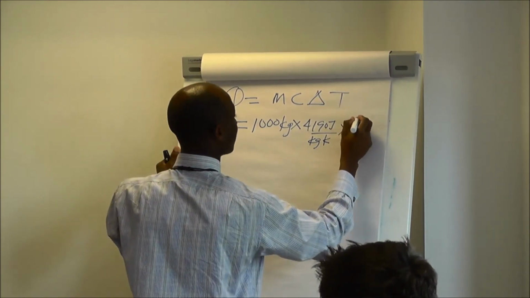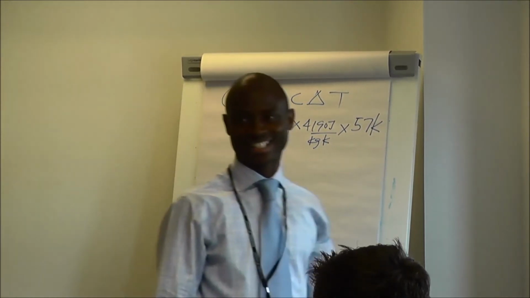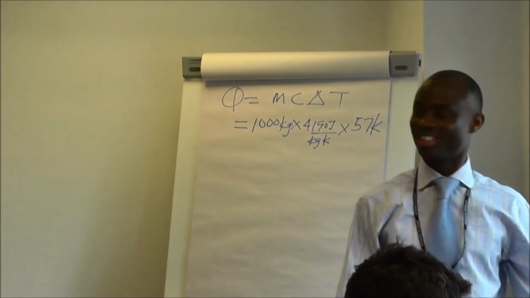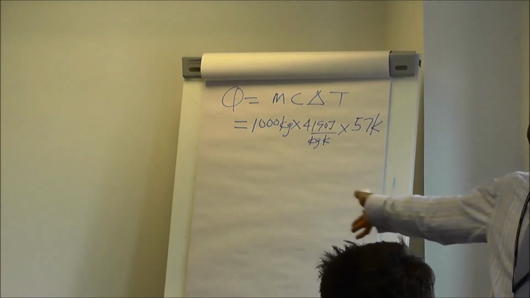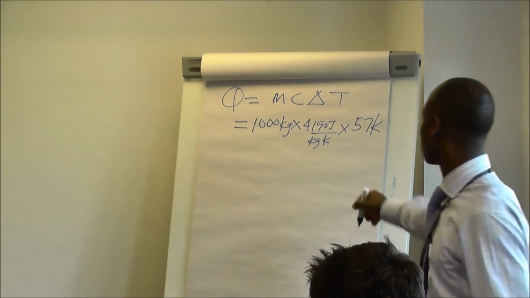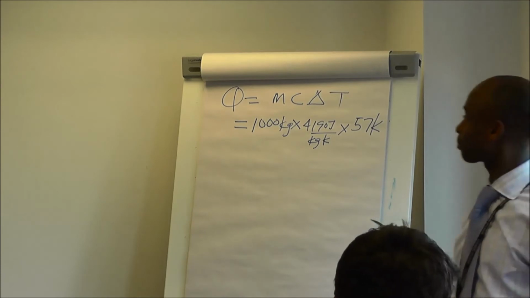57 degrees. It's going to be in Kelvin, because in this formula they can cancel out. It doesn't really matter. You have proved to yourself that whether it's in degrees Celsius or in Kelvin, it doesn't really matter. So you can see that will cancel out each other.